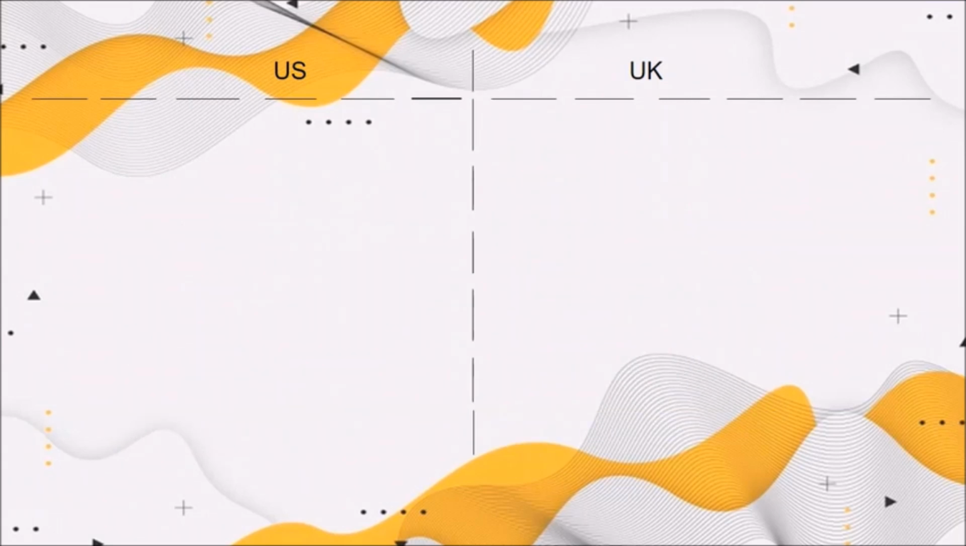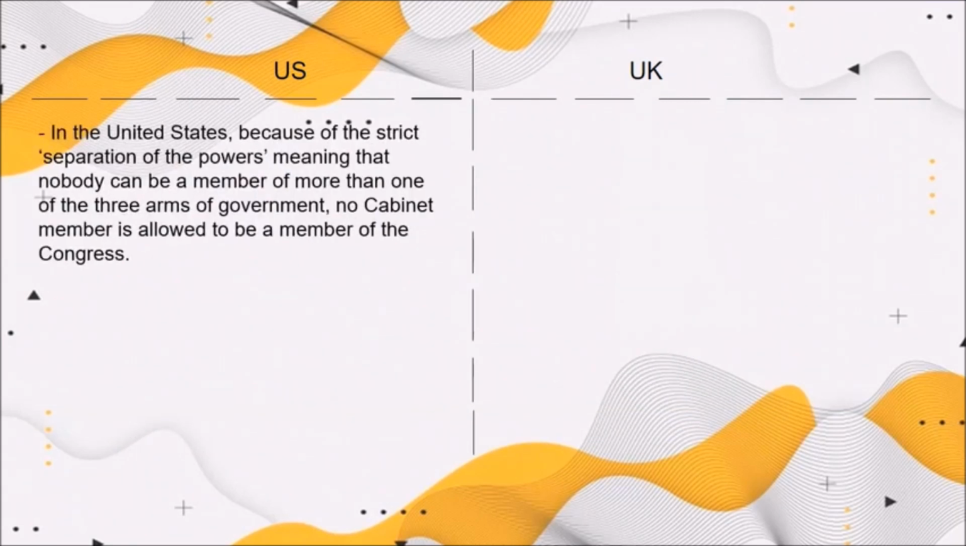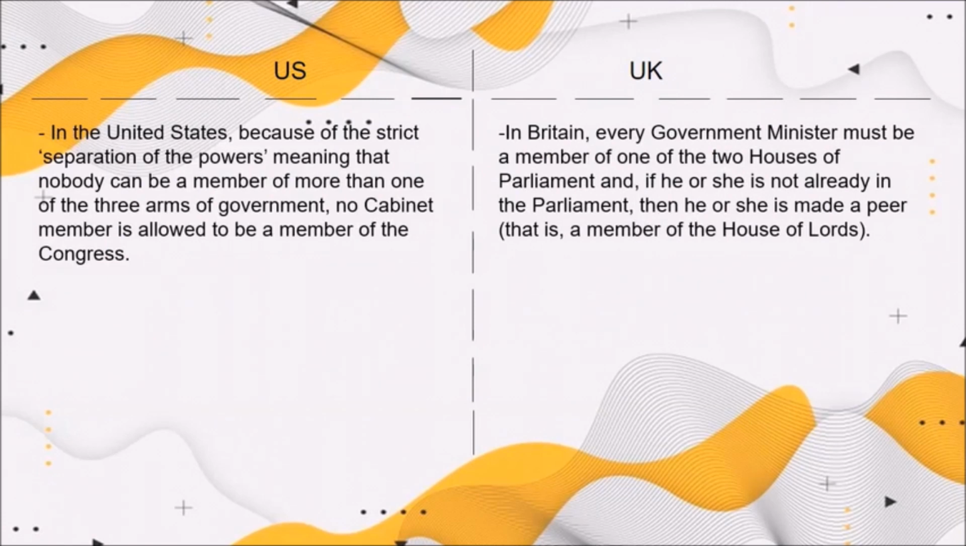And the fourth, in the US, because of the strict separation of powers, nobody can be a member of more than one of the three arms of government. No cabinet member is allowed to be a member of Congress. And in Britain, every government minister must be a member of one of the two houses of parliament, and if he or she is not already in parliament, then he or she is made a peer, that is a member of the House of Lords.